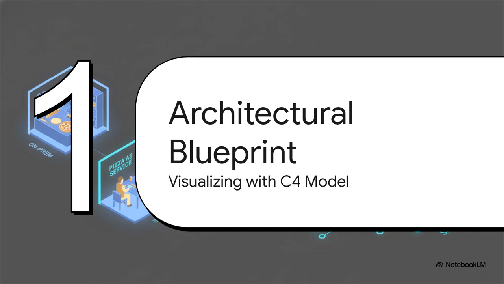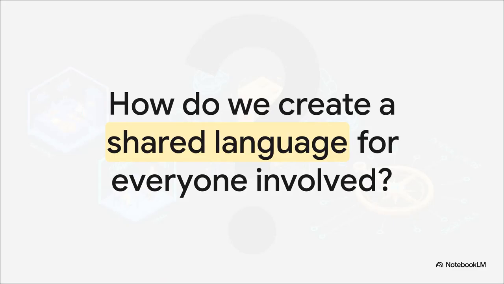Before anyone writes a single line of code, we absolutely need a clear, shared vision. And to get there, we're going to use a really powerful yet surprisingly simple tool for visualizing software architecture, the C4 model. And this, right here, is the fundamental problem we need to solve. Picture it. You've got business stakeholders, product managers, developers, architects, all in the same room. If they're not speaking the same language, you're just asking for trouble. So how do you bridge that communication gap and make sure everyone is on the same page?